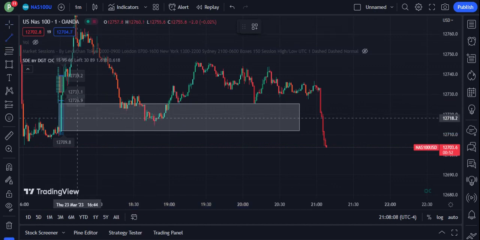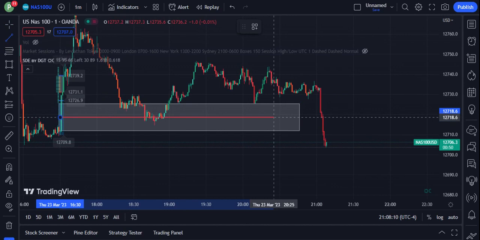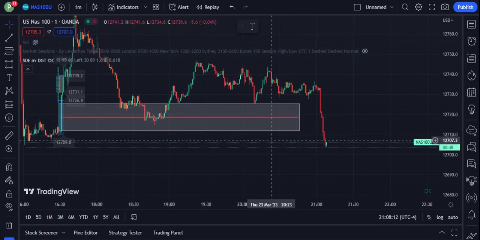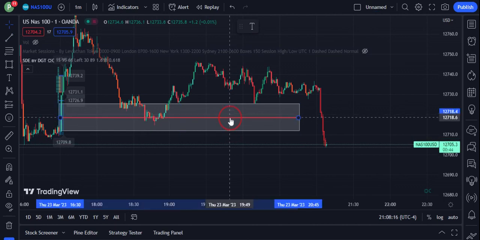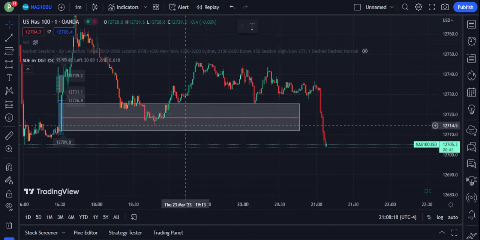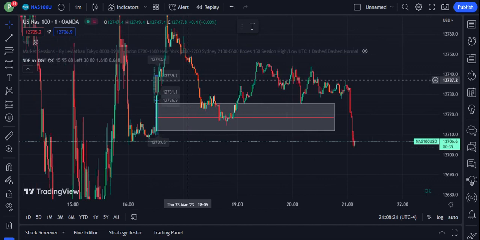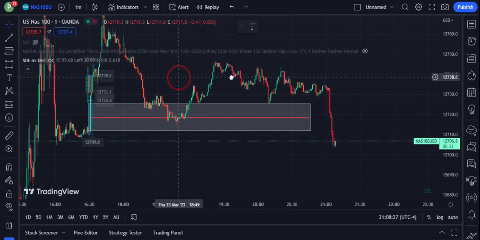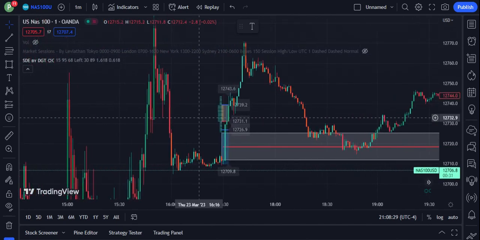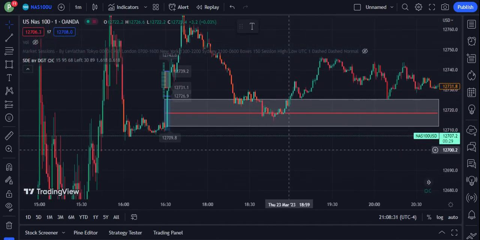You might want to draw fair value in the center, and that's what he calls consequent encroachment. I just like it because it usually pinpoints your entries better. That's usually the best place to take it. It bounced. Your take profit is determined by you, but the bounce is just the fair value gap. So that is how I determine my fair value gaps. That's the best way to do it.